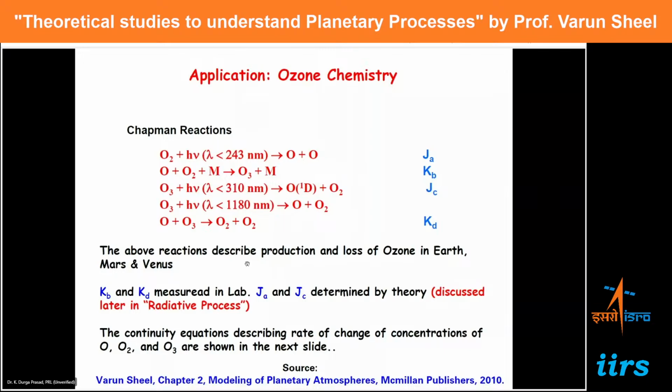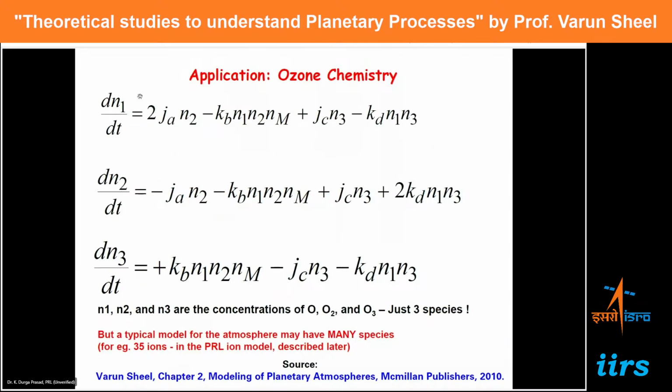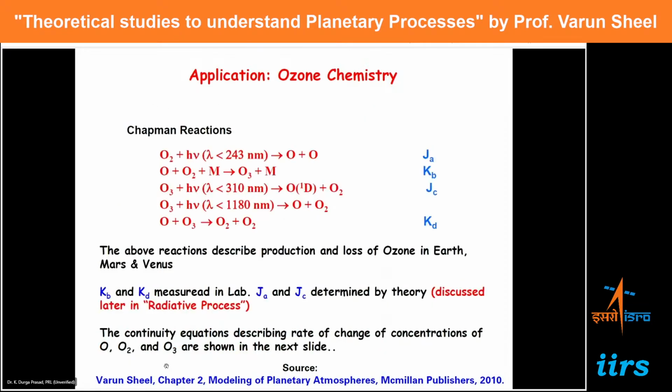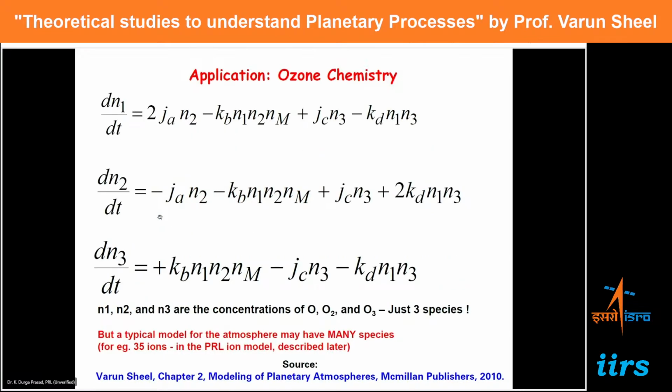So the above reactions basically describe the production and loss of ozone on Earth, Mars, and Venus, where Kb and Kd are constants measured in the lab, whereas Ja and Jc are constants which are determined by theory. The continuity equations describing the rate of change of concentrations of O, O2, and O3 are shown in the next slide. So these are the continuity equations for each of these species, and the general continuity equation we have actually seen in a previous slide. By applying these reactions and the continuity equations, we can find out the change of concentration of a species as a function of time.